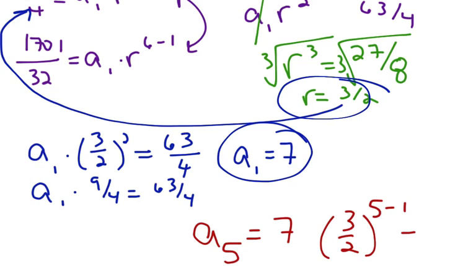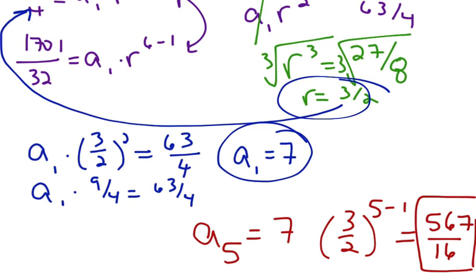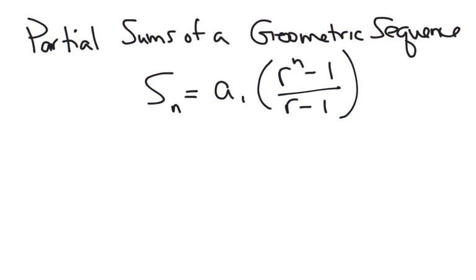So when I plug that in my calculator, I'll get a decimal, hit math, enter, enter, and I'll find out it's 567/16. We had to do a lot of work to get to this answer, but we did get to this answer. We can also find partial sums of geometric sequences.